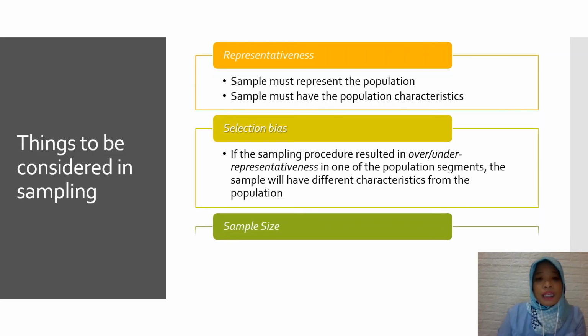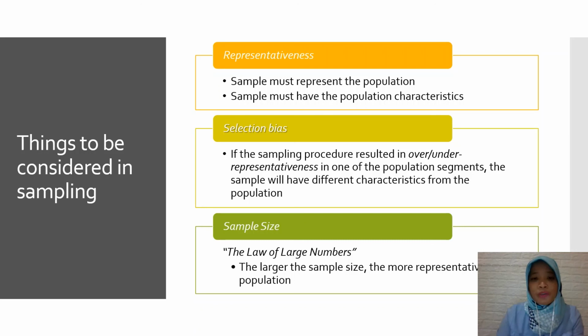And then the sample size. There is this law of large numbers. The larger the sample size, the more representative it is of the population. It's very common sense. For sure, if we have 270 million people in our population, and we have nearly the same number in our sample, then it's common sense that this sample would represent the population characteristics. But that's not what we call a sample. We are sampling.